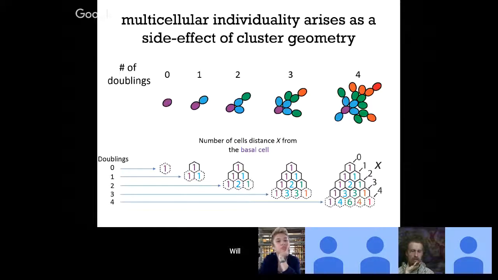Do you get generation times that actually match up across the cluster as nicely as what you just described? Yeah, in fact, I'll show you data on that in the next slide. Cool.